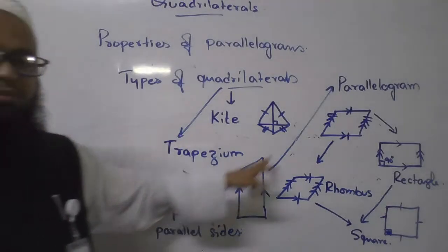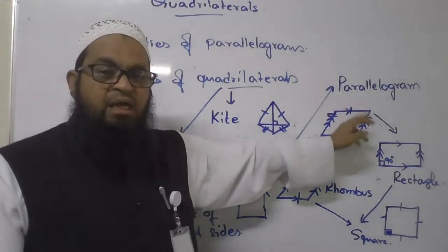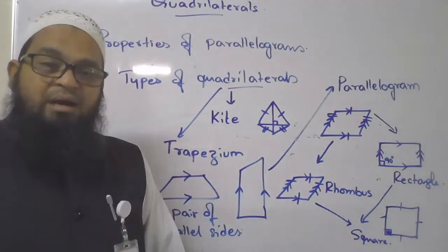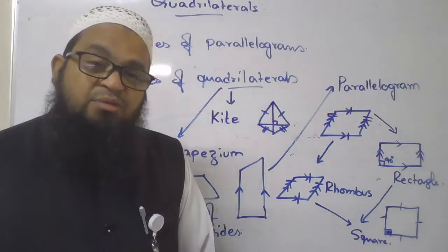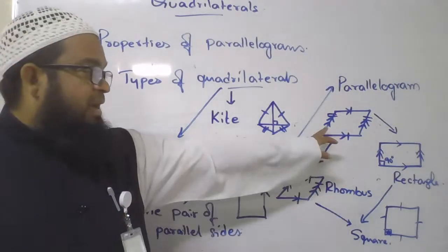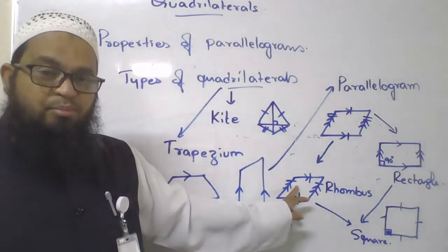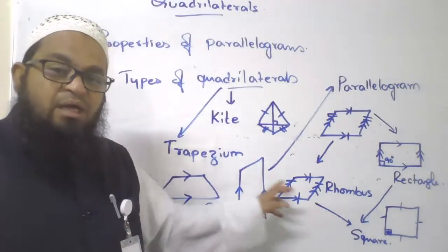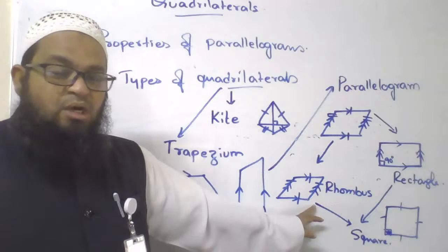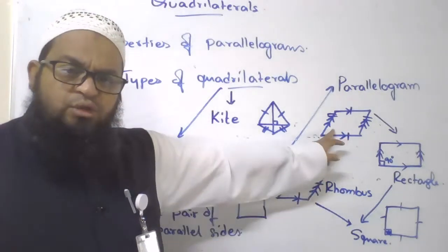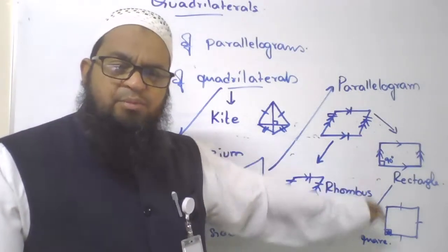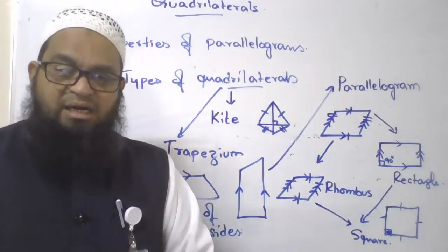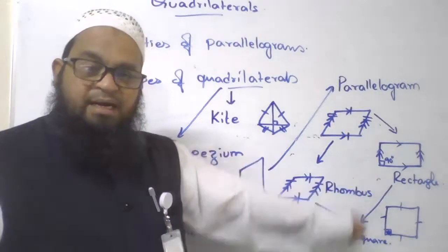From this trapezium, if I add one more property that two pairs of opposite sides are parallel, then it is called a parallelogram. And from a parallelogram, it can be a rhombus. How? If you add the property that all sides are equal, then it is a rhombus. To this parallelogram, if I add the condition that the angle between adjacent sides is 90 degrees, then it is a rectangle.